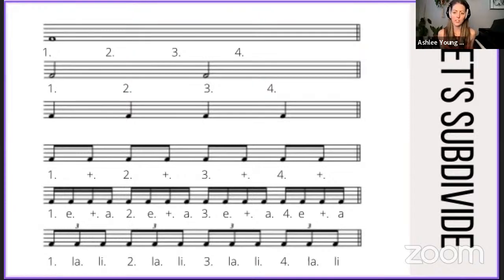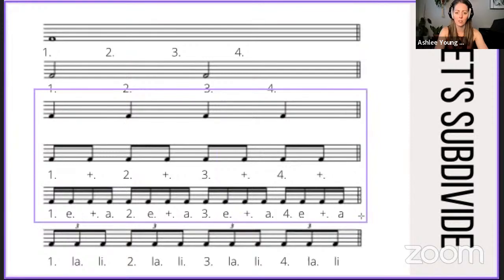So let's try now. We're going to do some common variations. I'm going to write on the screen so that we can all be on the same example. Now what we're going to do is take just the quarter notes, the eighth notes, and the 16th notes. I put a purple box around it. So we're just going to do those 3 lines, and we're going to try to clap quarter notes, eighth notes, triplets, just like that, and see if we can do it.